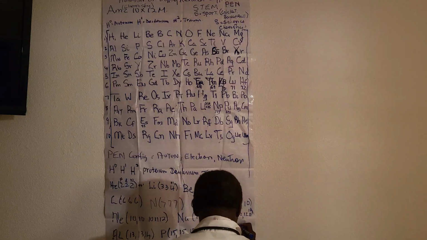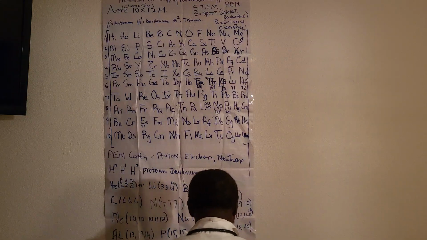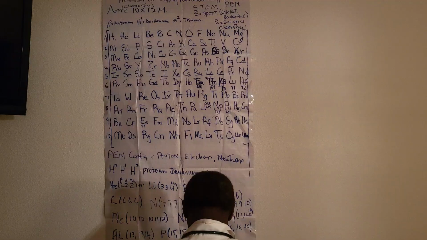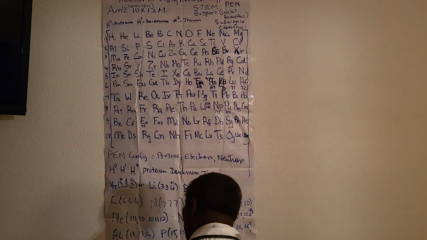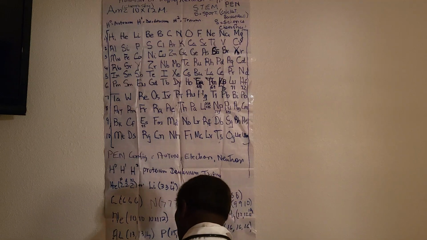16, 16, 16 and others. Atomic weight is usually given for sulfur as 32, so 16 is the most stable and abundant. And then we have 17 for chlorine. And chlorine is usually given as 17, 17, 18, because the atomic weight of chlorine is usually given as about 35.5.